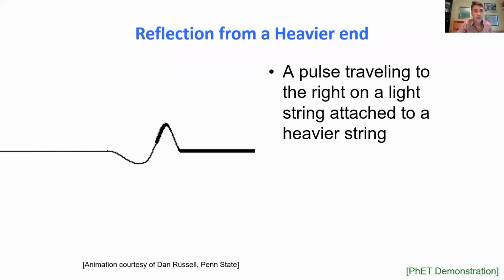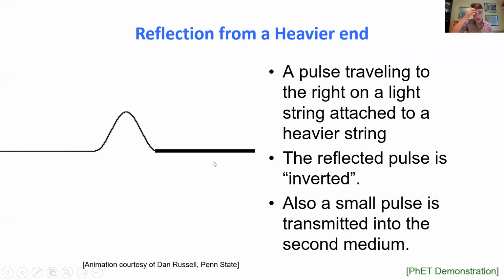You can also get a reflection from a heavier end. This is a little bit more like that C-clamp, the fixed end. You get a negative reflected pulse. And you get, again, a positive pulse, but it's a lower amplitude going into the second medium. Okay, so that's a little bit about reflection.